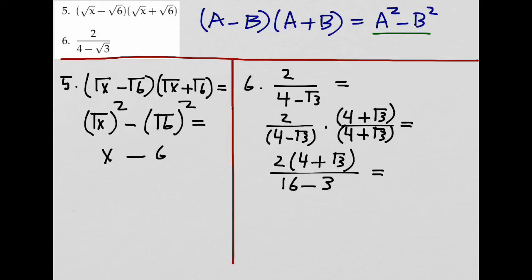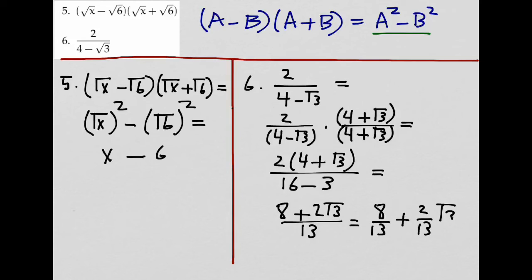This gives 8 plus 2 root 3 over 13, which we can write as 8 over 13 plus 2 over 13 root 3.